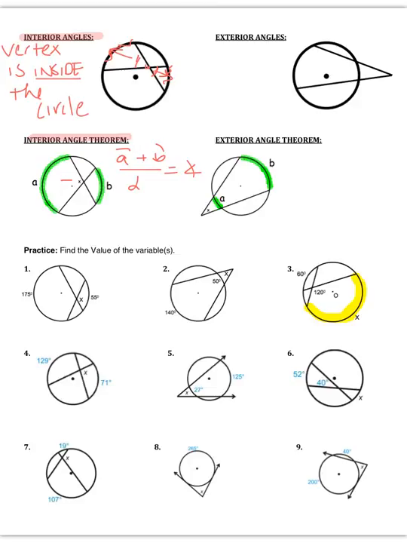So I always draw what I call a bow tie. Here's my angle, and these are my arcs. That makes a bow tie. Whenever it's a bow tie, I add up my arcs.